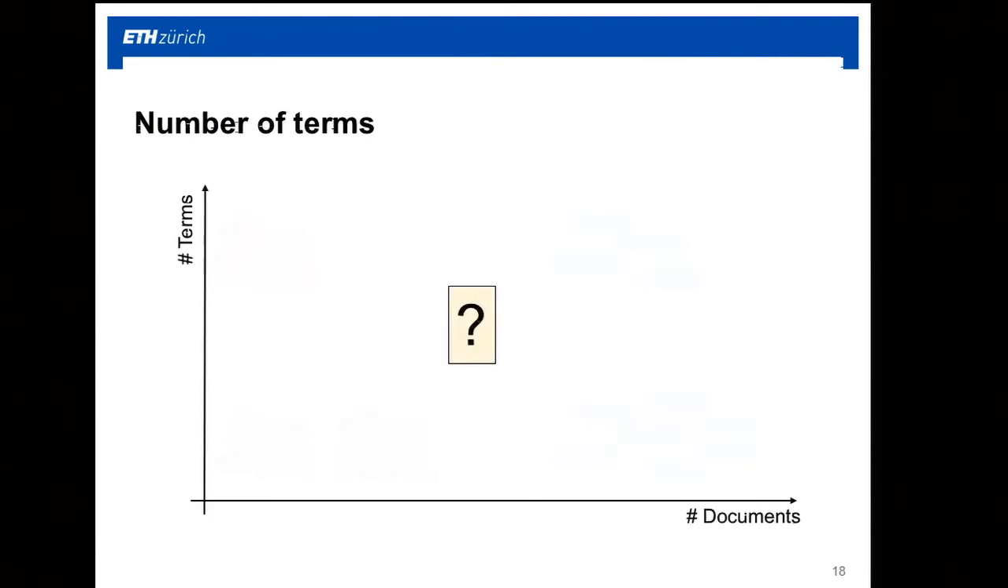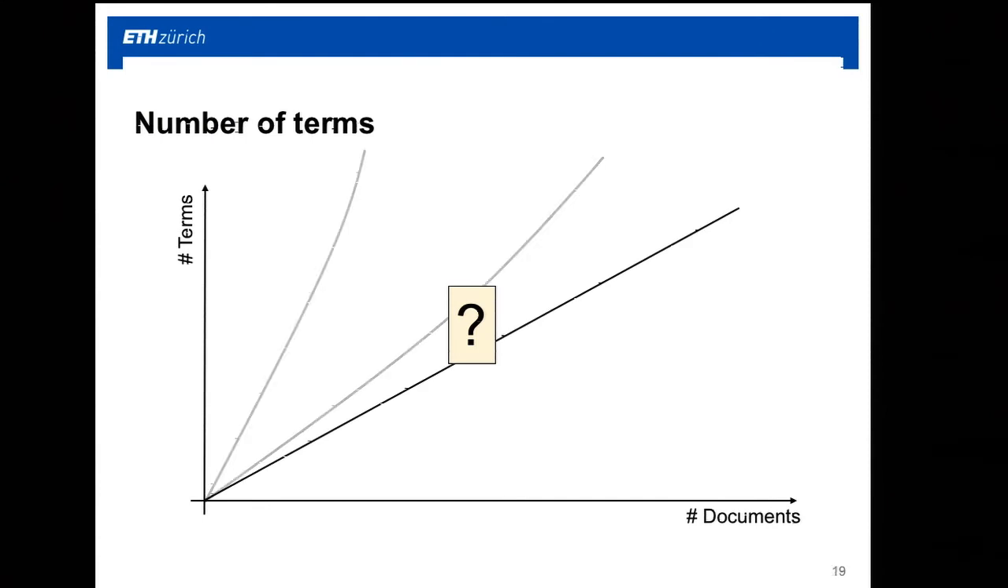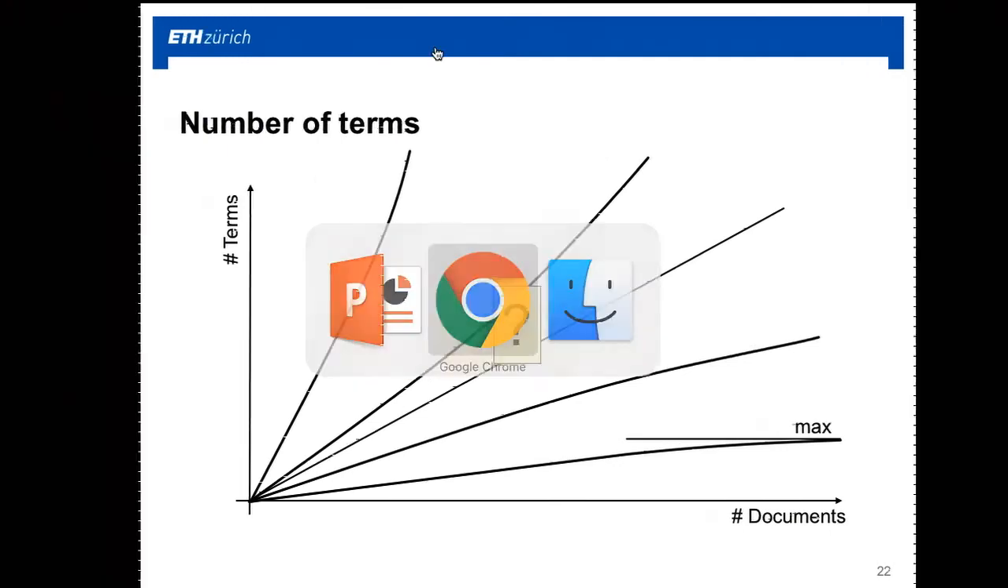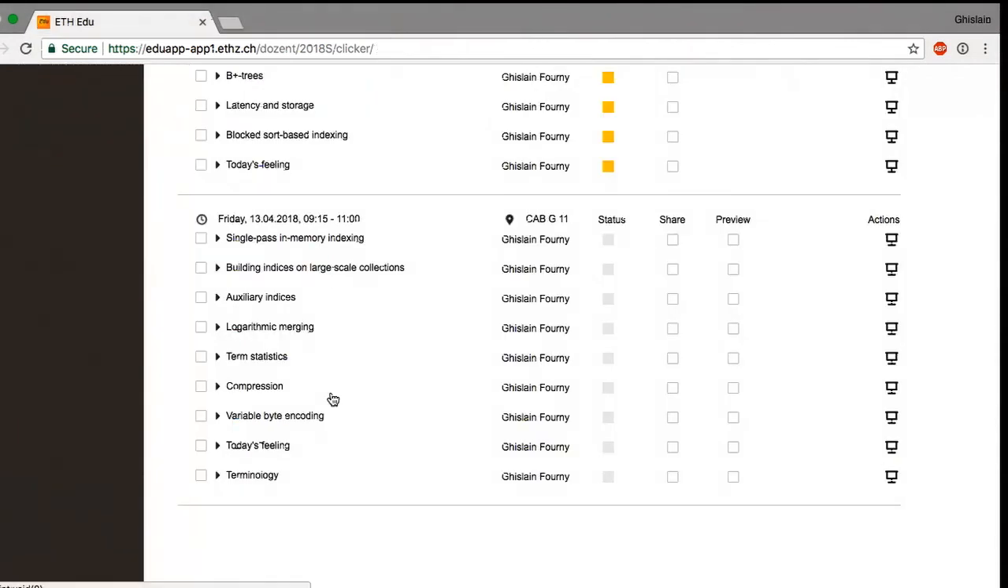So now, if I try to plot the number of distinct terms against the number of documents, what do you think will happen? Will it be maybe like this? Will it be something more exponential? Will it be something like, I don't know, the square root? Will there even be a maximum, where at some point you reach a maximum number of terms because there are only so many words in a language? So what happens? Well, I'm asking you.